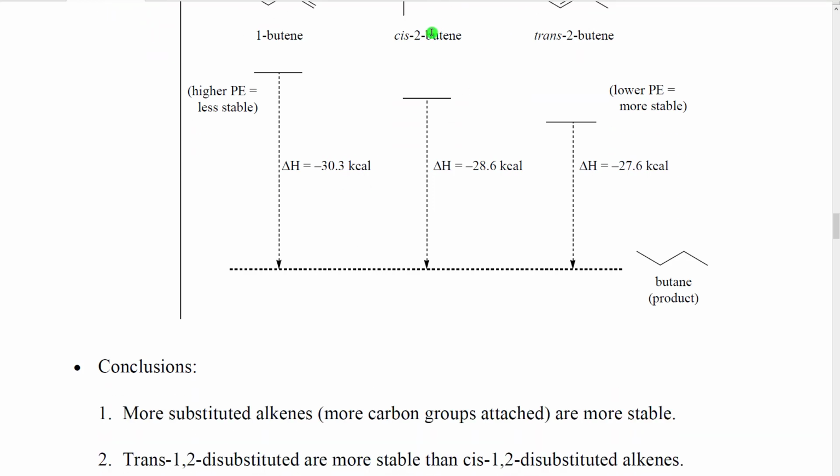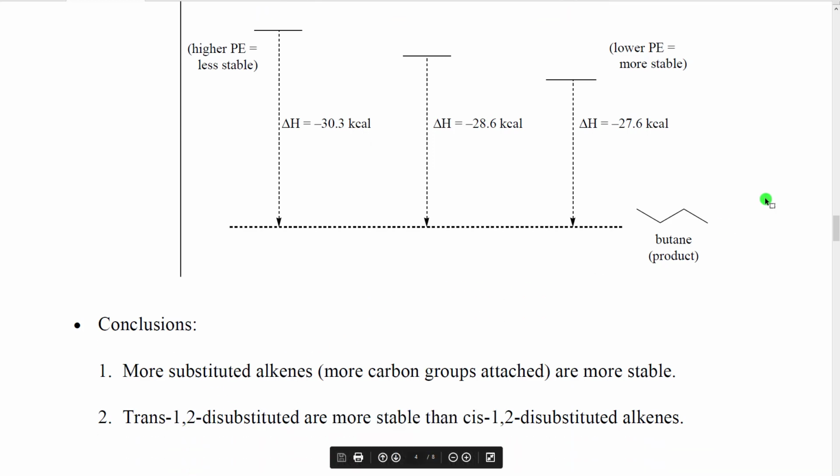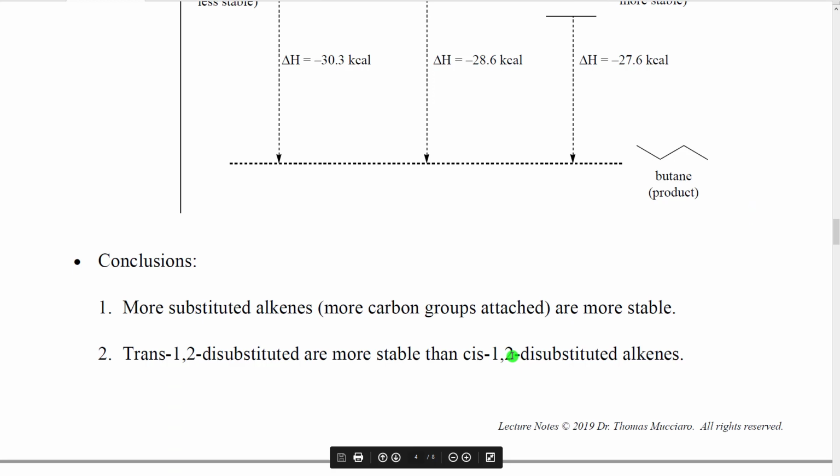However, if we look at cis-2-butene and trans-2-butene, they're both di-substituted, and yet they don't have identical potential energies, so there must be another factor, and it was concluded that the factor was the stereochemistry. The trans would be more stable than the cis.